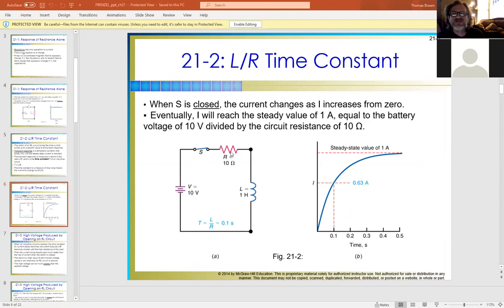Comparing those two graphs, we can see, look at that. And like he said, it's how long it takes before we get to 0.63 of that charge.